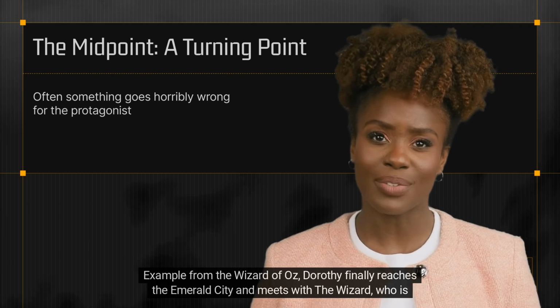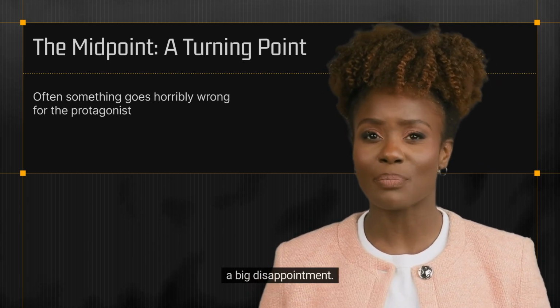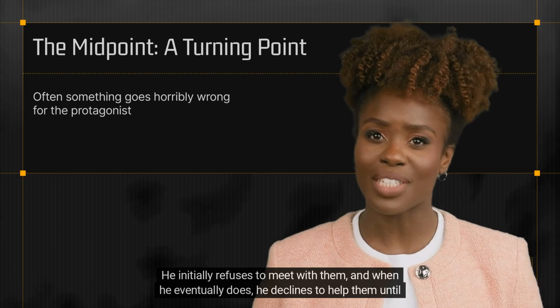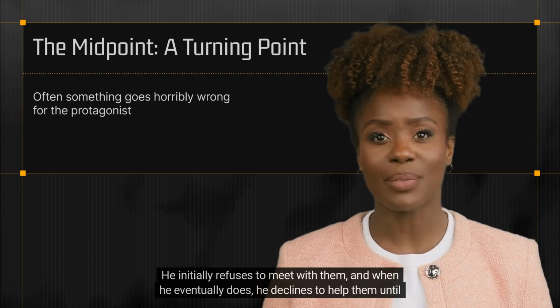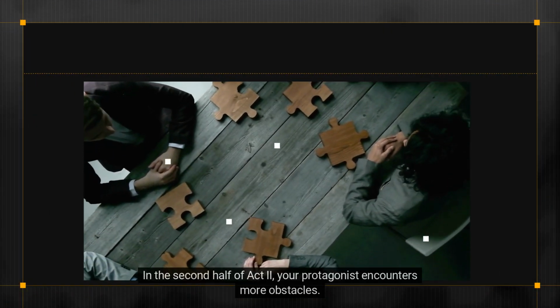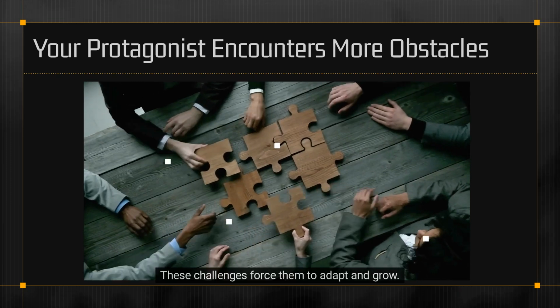Example from The Wizard of Oz. Dorothy finally reaches the Emerald City and meets with the wizard, who is a big disappointment. He initially refuses to meet with them, and when he eventually does, he declines to help them until they bring him the Wicked Witch's broomstick. In the second half of Act 2, your protagonist encounters more obstacles. These challenges force them to adapt and grow.